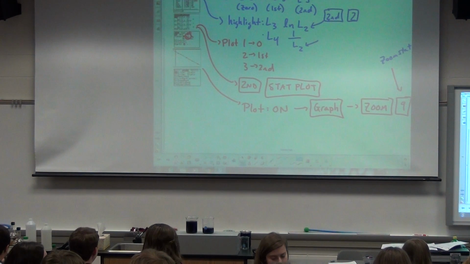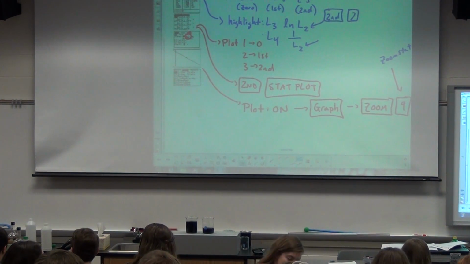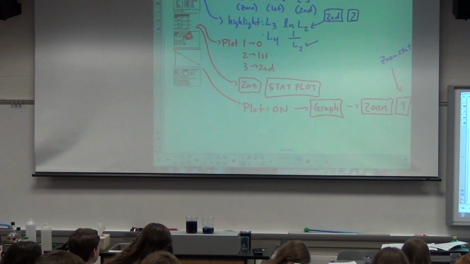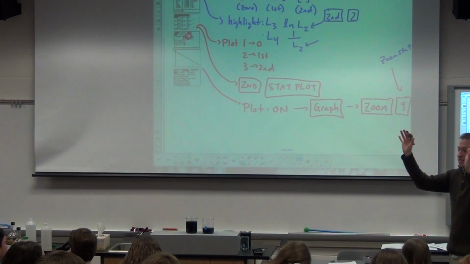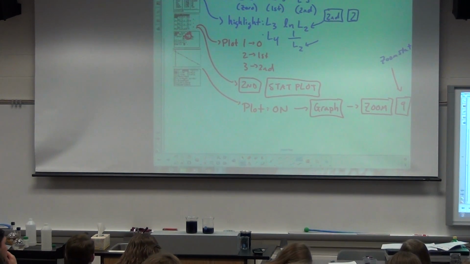Guys, check it out. You hit graph, then the zoom button's below the screen, and then if you just hit 9, the graph should show up. It's called zoom stat. But if you just hit the button 9, you don't have to scroll down to it. You should just be able to hit zoom and 9.